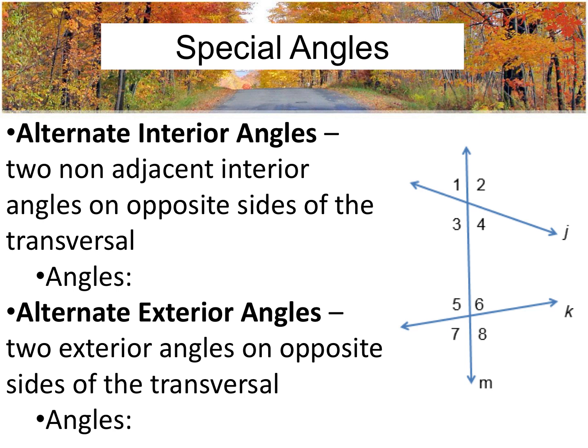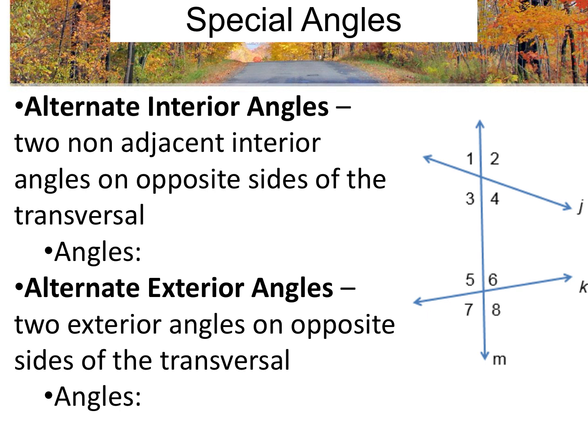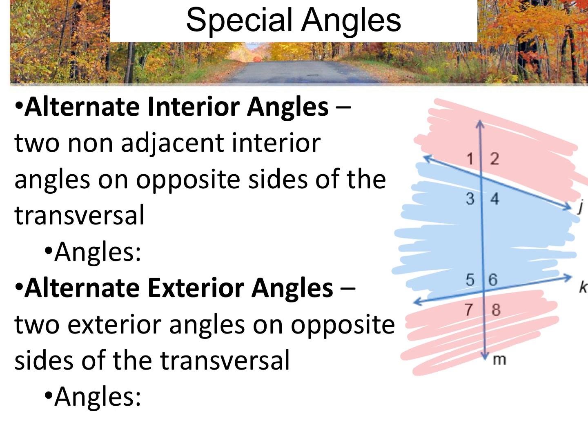The first special angle pairs are called alternate interior angles. So these are going to be 2 angles that are on the inside or in the interior. They cannot be adjacent, so they're non-adjacent, and they must be on opposite sides of the transversal. So again, let me identify my interior portion. Again, I'm going to highlight it in blue. My exterior, I'm going to do in red. And again, remember the transversal is that line M that's creating those 8 angles.